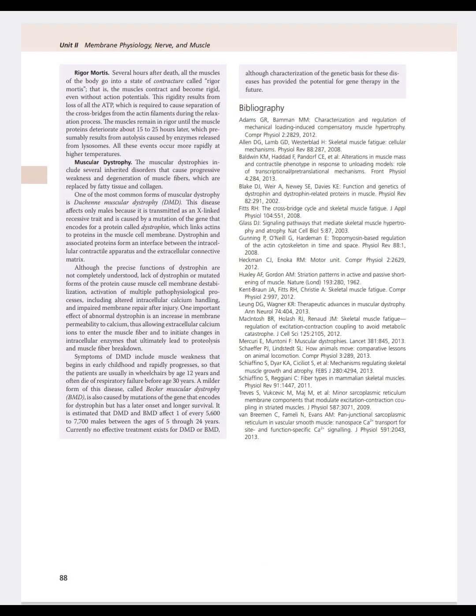Number 88. After death, all the muscles of the body go into a state of contracture called rigor mortis. That is, the muscles contract and become rigid even without action potentials. This rigidity results from loss of all the ATP, which is required to cause separation of cross bridges from the actin filaments during the relaxation process.